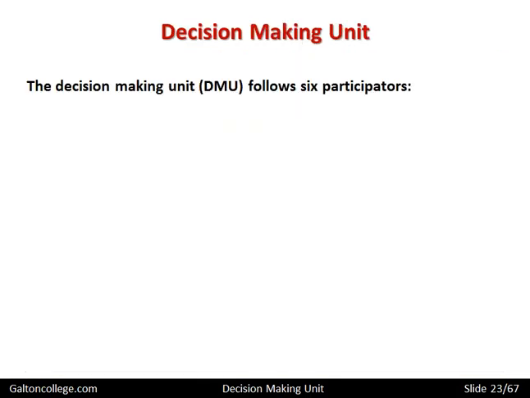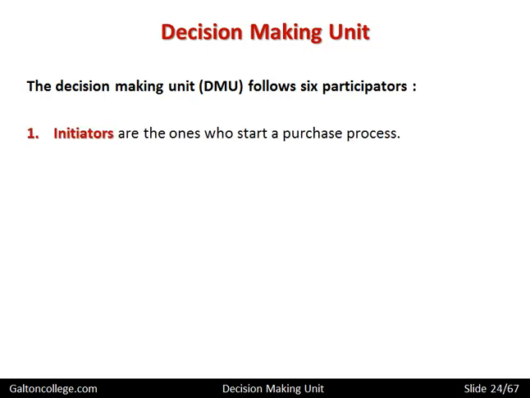The decision-making unit, well, there are 6 participators. I'm going to give a quick list of these, and then I'm going to do it all again in a little more reflection, a little more thought. But I'll just go quickly through the 6 participators in the decision-making unit. First of all, we have the initiators, the ones who start the purchase process, the ones who kick it off.